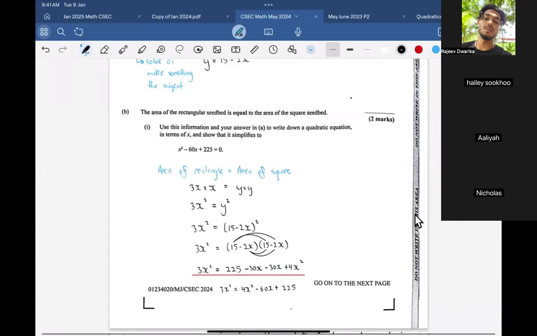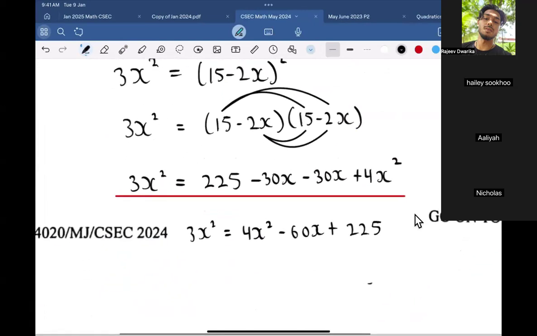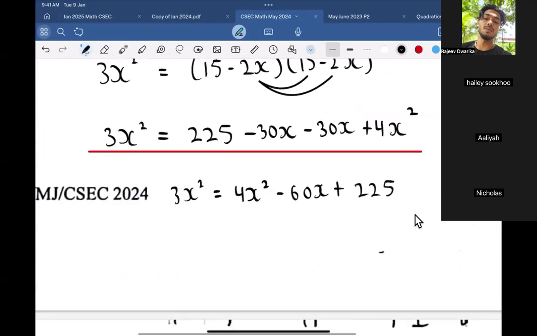And my final answer, notice that one side has nothing on it, and the other side has an x squared term. Keep in mind, I have 4x squared and I have 3x squared. If I move across the 3x squared, 4x squared minus 3x squared is 1x squared. And I would get the 0 I want. So this is what we're supposed to do, right?